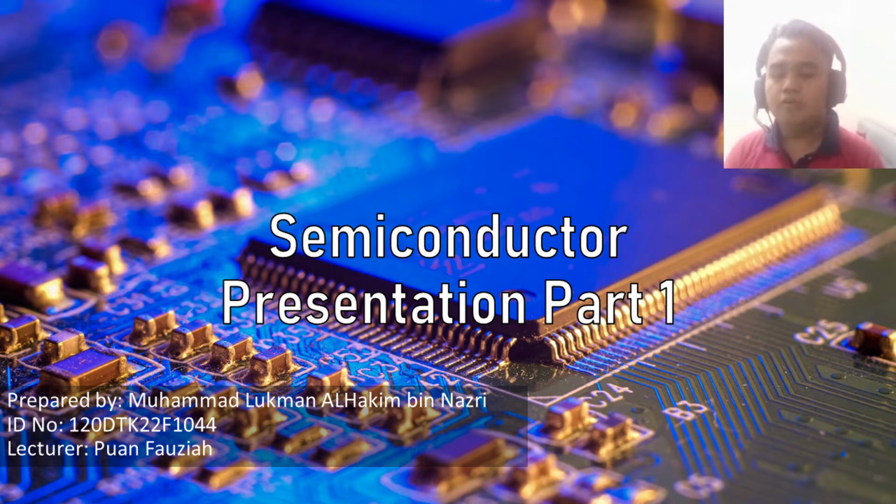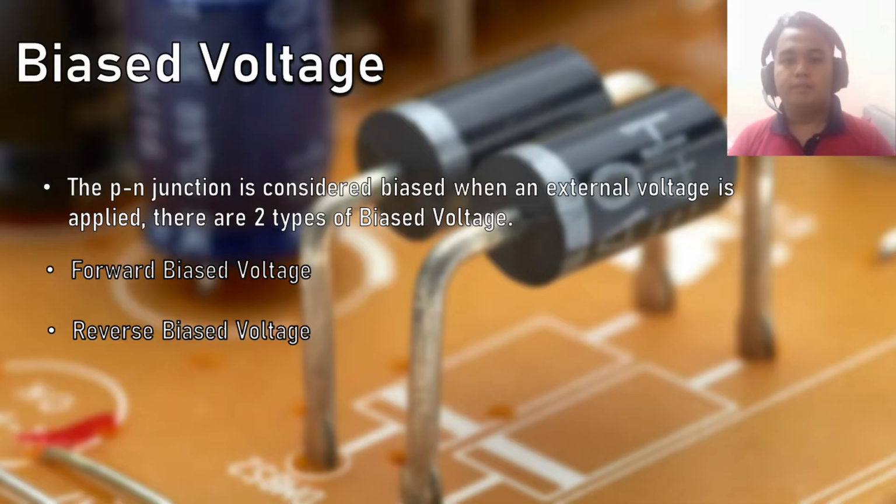In this presentation, we will talk about rectifiers and bias voltage. Now let's get started. A PN junction is formed when a P-type semiconductor material is brought into contact with an N-type semiconductor material. When a voltage is applied across the PN junction, it can be either forward biased or reverse biased.